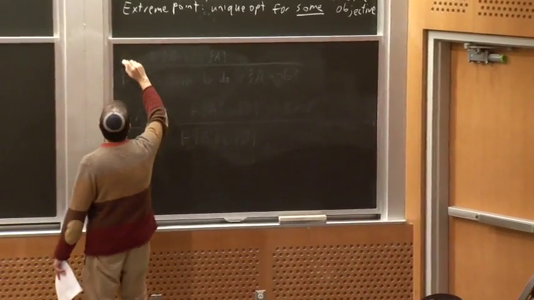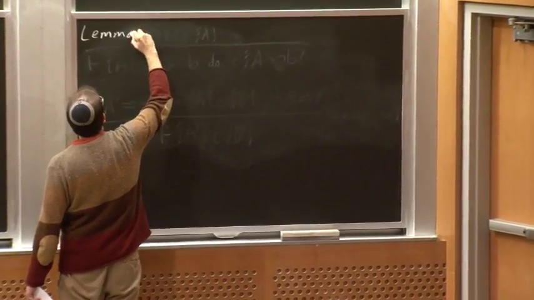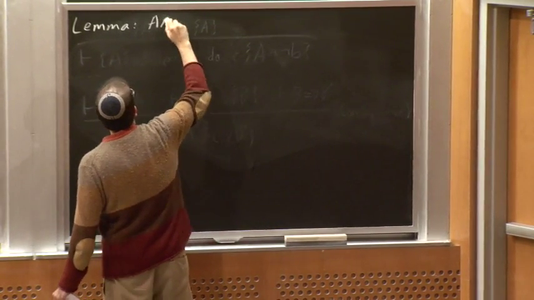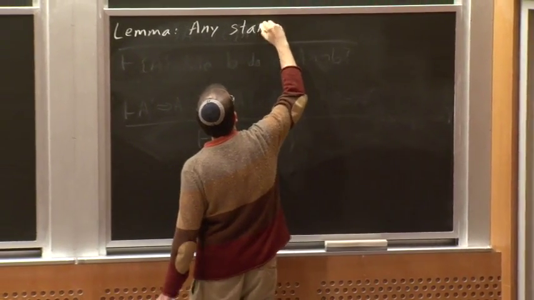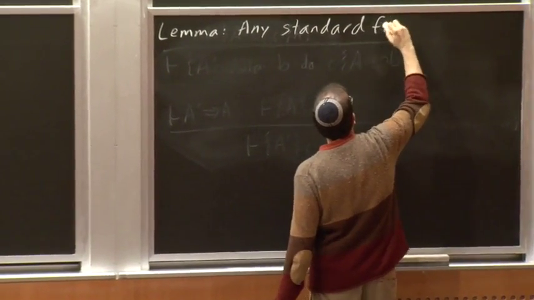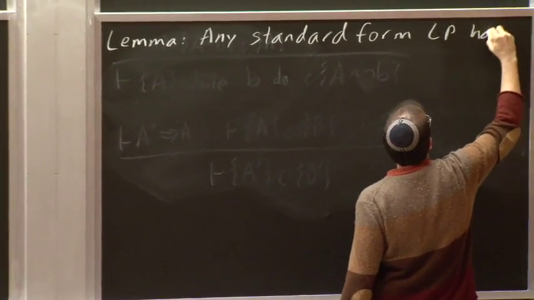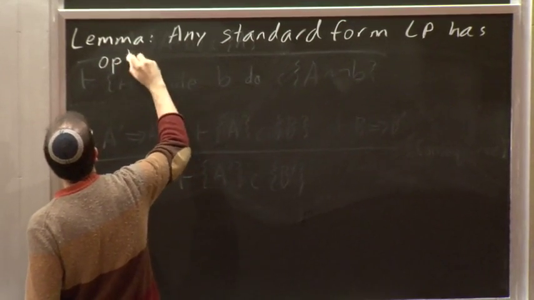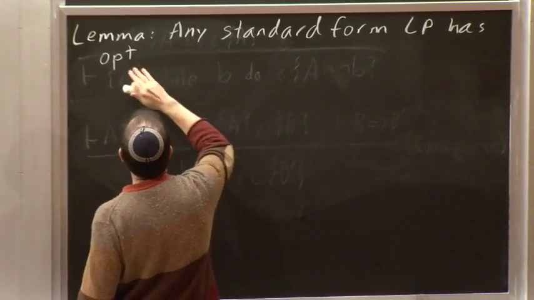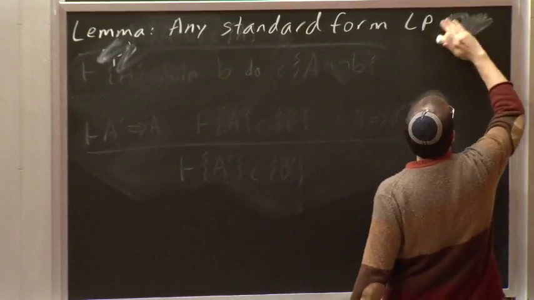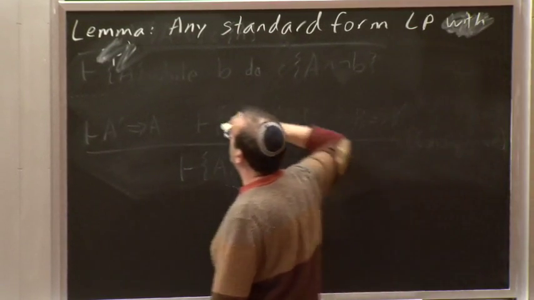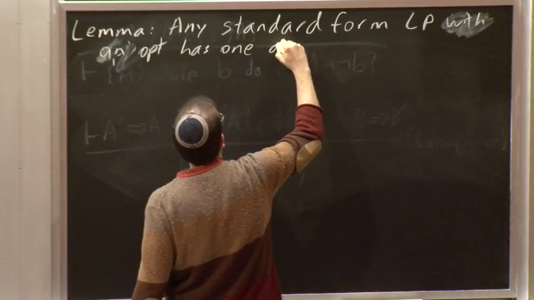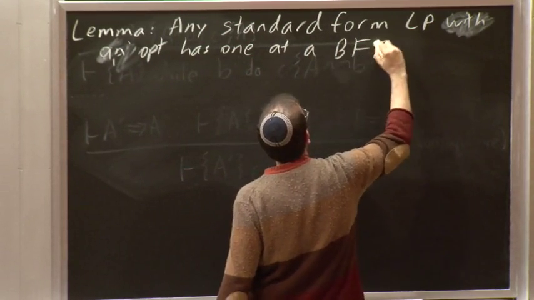But before we do that, let's do this key lemma, which is that any standard form LP with an optimum has one at a basic feasible solution. I can certainly define infeasible ones.